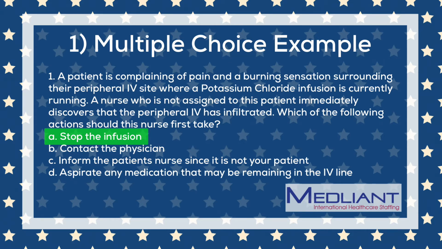As we discussed, the obvious distractor is to eliminate C, contacting the patient's nurse since it is not your patient. As the intervention would not directly help to prevent further harm or alleviate pain or discomfort to the patient, this is not the first action that the nurse should take. The other 2 distractors, B and D, contacting the physician and aspirating medication from the line that might be remaining, could trick you into believing that these answers are correct, as they are interventions that you would perform. However, we must remember that the question is asking us what would we do first, and that of course would be to stop the infusion.